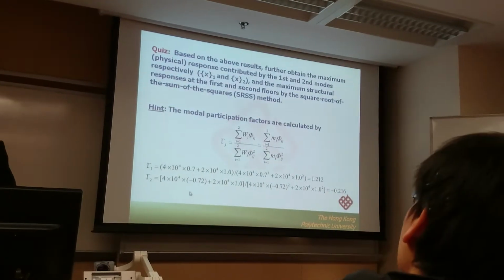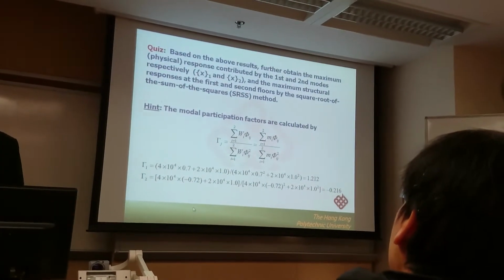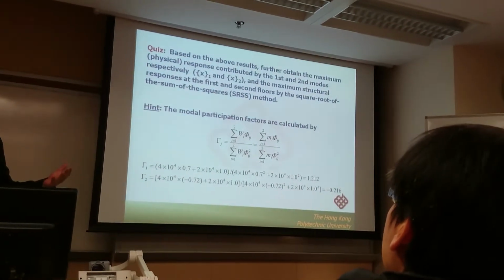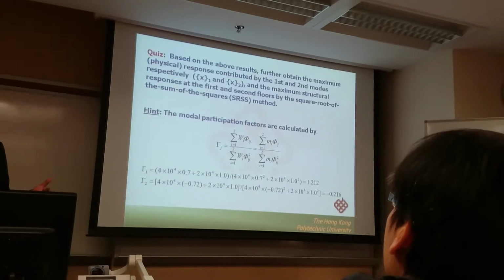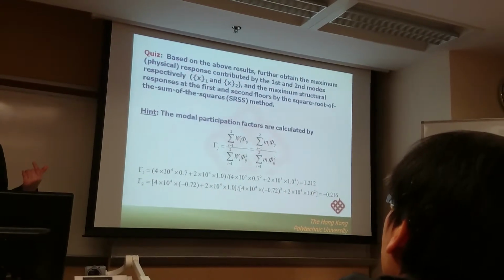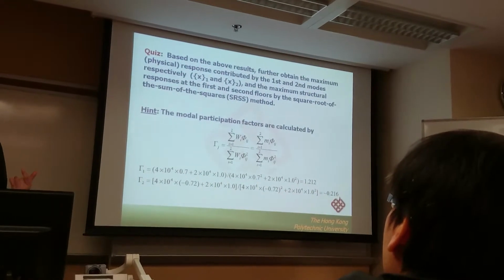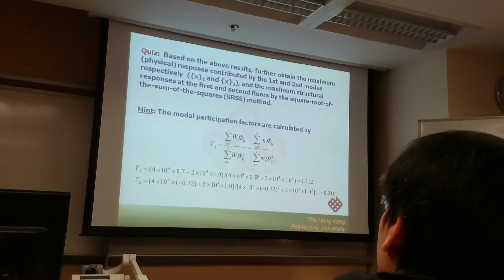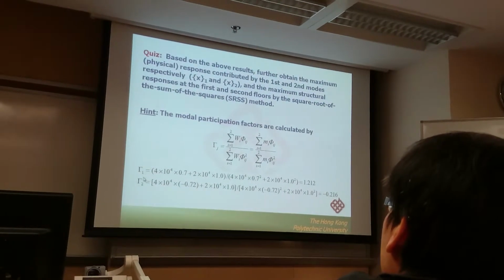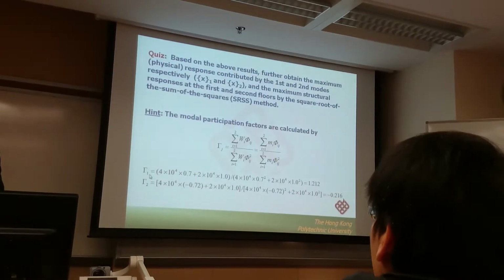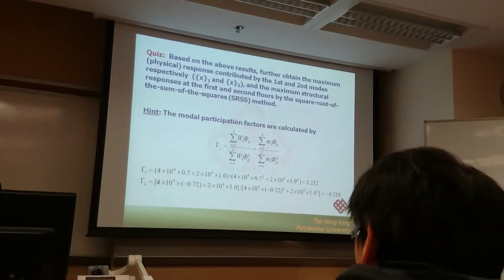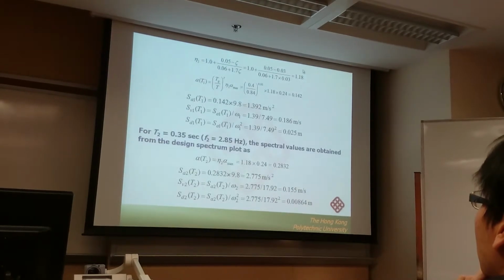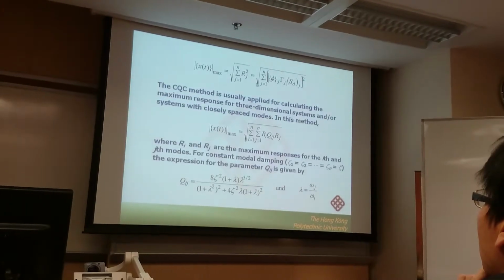Now I provide a question. We have obtained the maximum modal responses in terms of displacement, velocity, and acceleration. So please try to obtain the total physical response. Of course, when we calculate the total physical response, we have to calculate the participation factor. I already provided the participation factor for the first mode and the second mode. So please try to get the solution. Actually, you just need to use the formula given here.